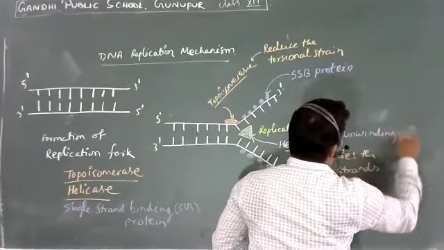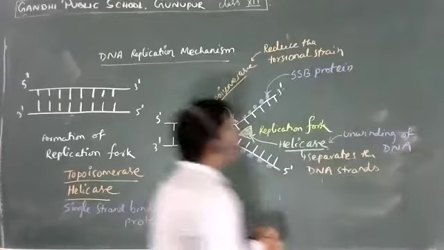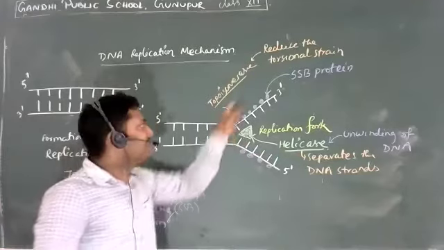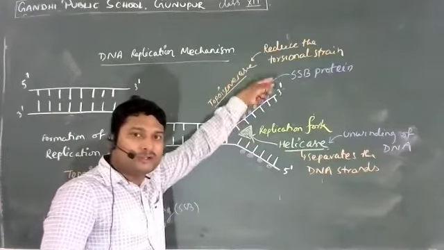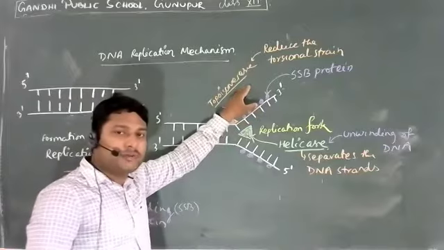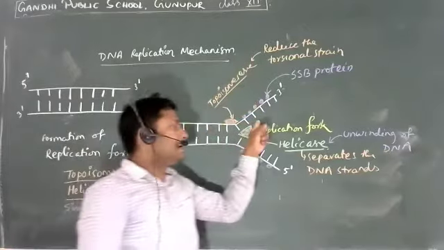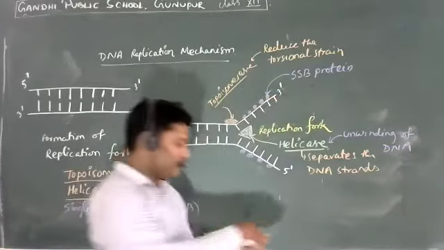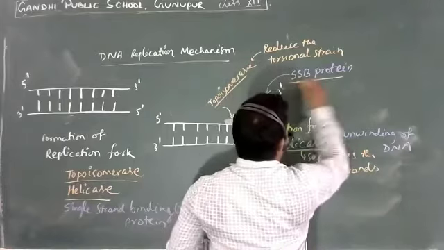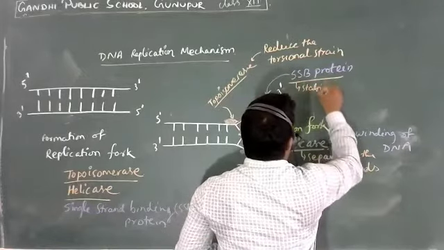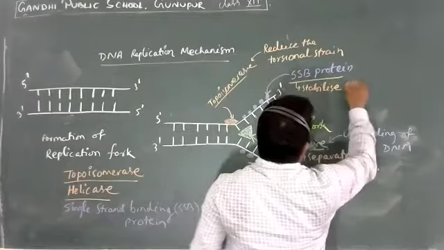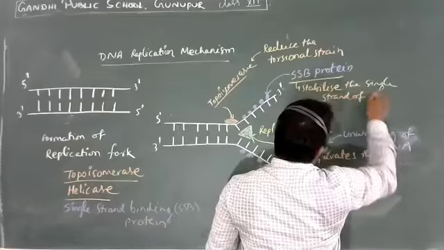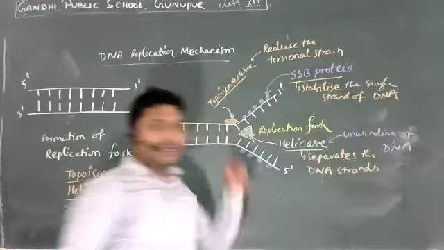Unwinding of DNA. Once the DNA is unwound, strain is produced, and that strain is released by the topoisomerase. But again, to stabilize the single strand, we have the SSB protein. What is its role? To stabilize. It always binds the single strand. It stabilizes the single strand of DNA.